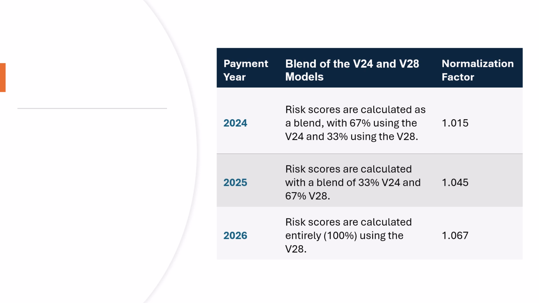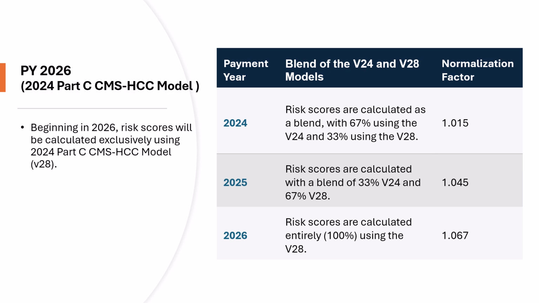The CMS-HCC version 28 model is a new risk adjustment model that is being phased in over 3 years to replace the current version 24 model. During this transition, risk scores are calculated using a blend of the version 24 and version 28 models. In 2024, 67% of the risk score is based on version 24, and 33% is based on version 28. In 2025, the blend is reversed, with 33% based on version 24 and 67% based on version 28. By 2026, the version 28 model will be fully implemented, with 100% of risk scores calculated using it.